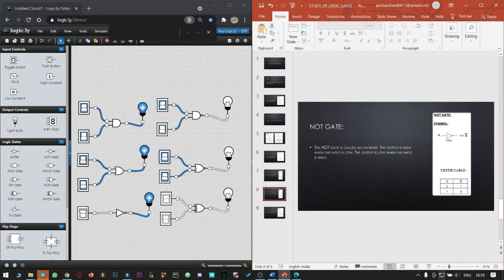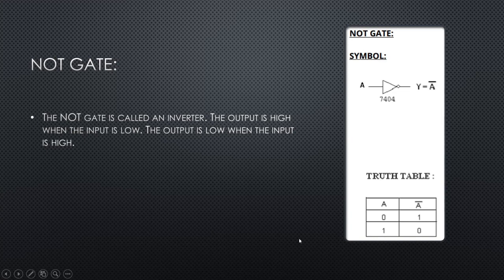The NOT gate is also called the inverter gate. So whichever input you give, the complement of that is given as the output. So if the switch is turned on, the output is going to be off, and when it is turned off, it's going to be on. So let's take a look at the simulation.